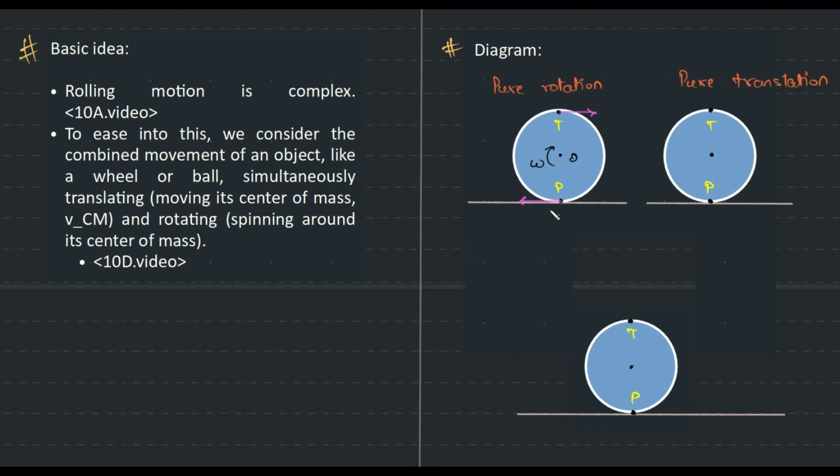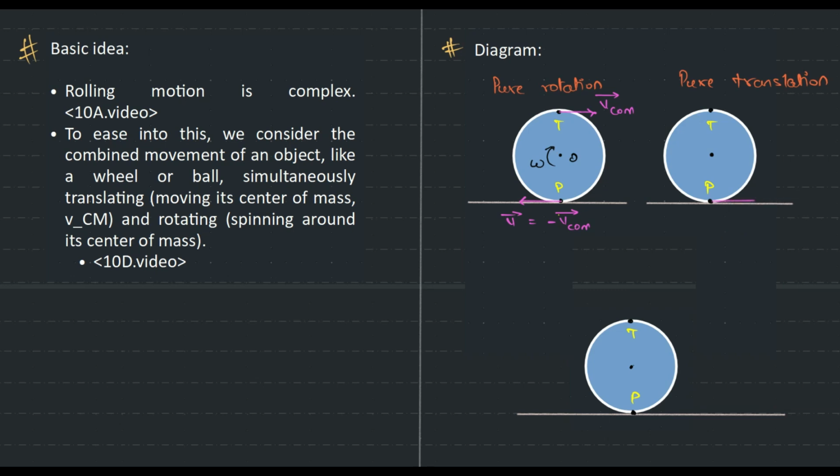Okay, so at point B, the wheel will go to the left, and at point T, the wheel will go to the right. So the velocity over here is minus V, and here it would be V. You guys agree? This will be positive and this will be negative.